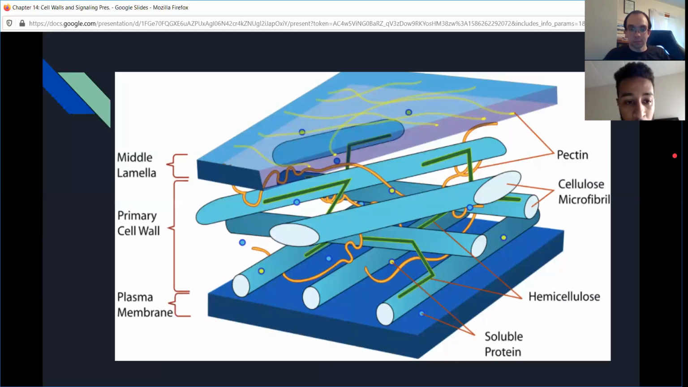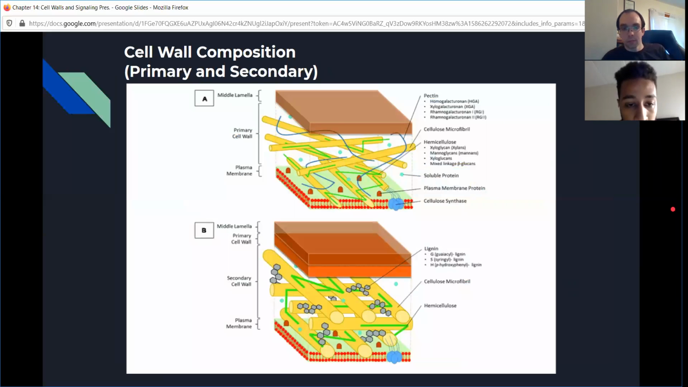Next, this is more of a visualization to show you guys where cellulose, microfibrils, hemicellulose, and soluble proteins are within the primary and secondary wall. There you have your middle lamella at the top. And here we have another, more detailed visualization of the primary and secondary wall.